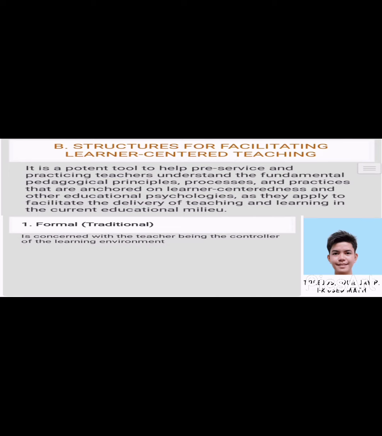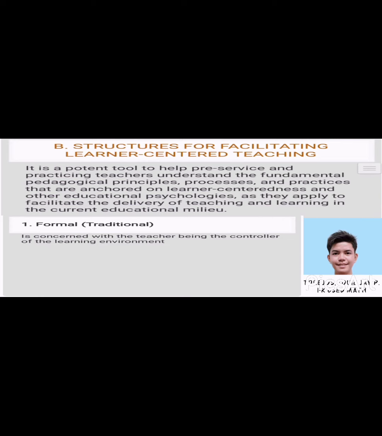For today, I am going to discuss structures for facilitating learner-centered teaching. Facilitating learner-centered teaching is a potent tool to help pre-service and practicing teachers understand the fundamental pedagogical principles, processes, and practices that are anchored on learner-centeredness and other educational psychologies as they apply to the delivery of teaching and learning in the current educational milieu.